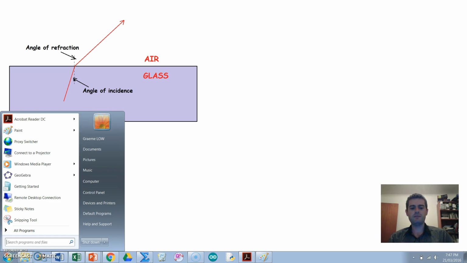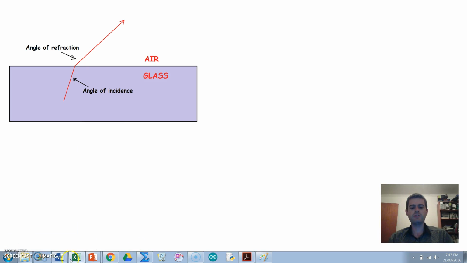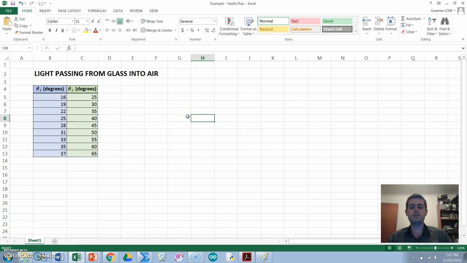Now, in this hypothetical experiment, we do the same thing as we did in the experiment with perspex today. We try a number of different angles of incidence. So you can see here, theta i goes from 16 up to 37 degrees. And for each of those angles of incidence, we measure the angle of refraction. And as you can see, the angles of refraction are a pretty wide range as well. And as we would expect, because the light's being bent outwards, the angle of refraction is greater than the angle of incidence for each of these different measurements.